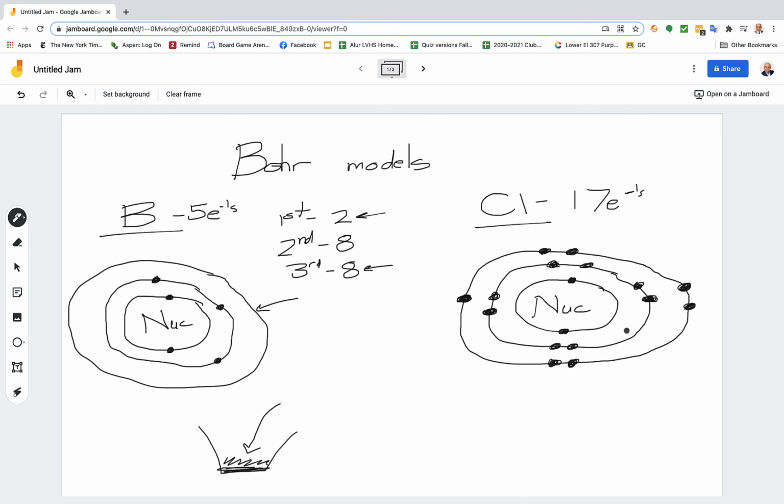And that's it. That's how you draw Bohr models. Not because chemistry is boring, because chemistry is actually quite exciting.